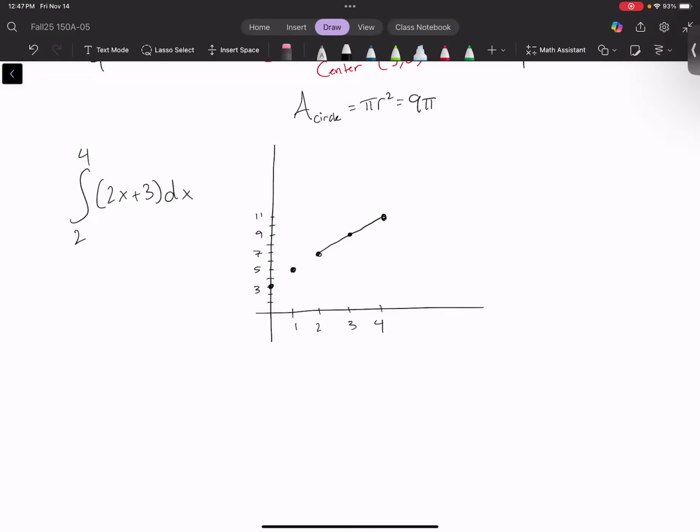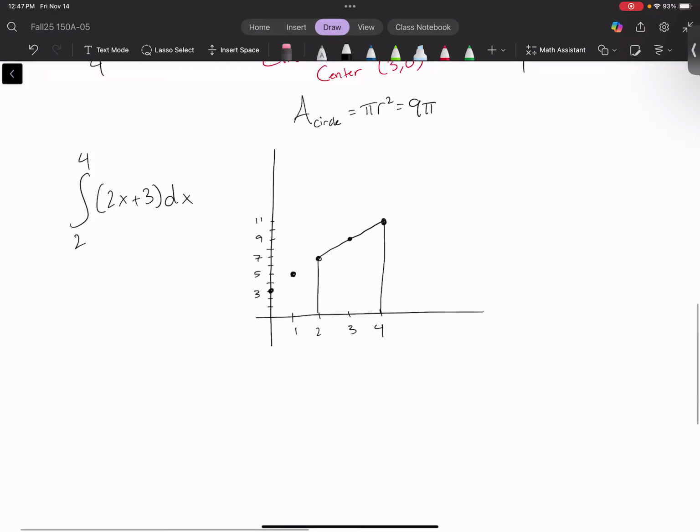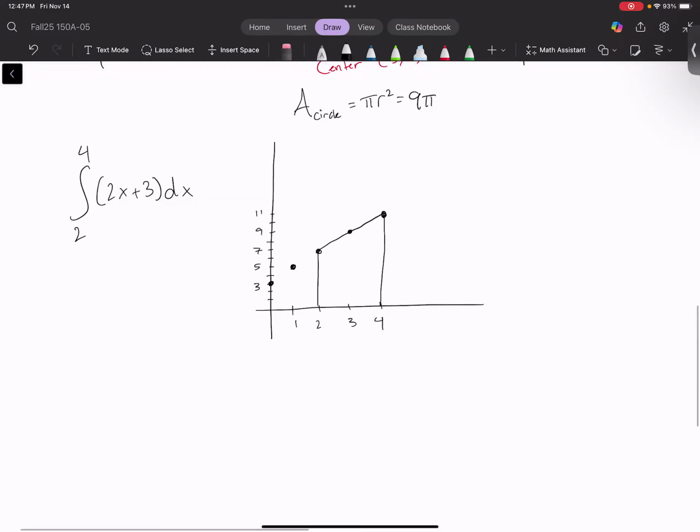Now, I drew some points on there to get the shape of the line, 2x plus 3, but we're only integrating from 2 to 4, x values. So I only want that area there. What we want to look for is shapes that we know. If you know the area of a trapezoid, this is a trapezoid, right? If you know the area of a trapezoid formula, you could do that.